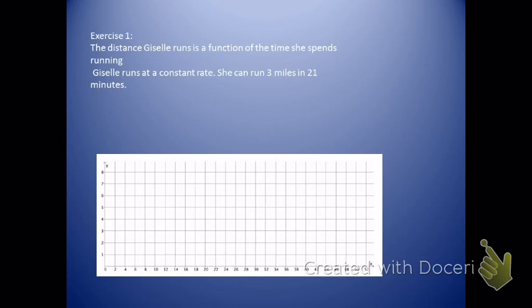So we know a little bit, we can figure out what her rate is. So if you haven't done so yet, you can figure out that rate right now, and you could even write the relationship, the mathematical rule that would define this function. So that would be an equation in 2 variables that would give us the distance that she runs as a function of her time.